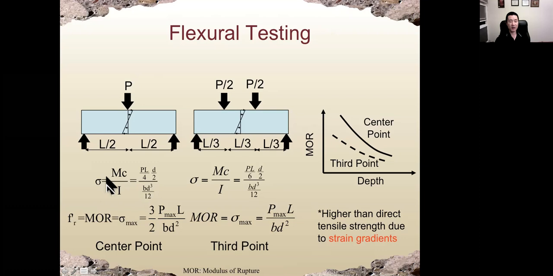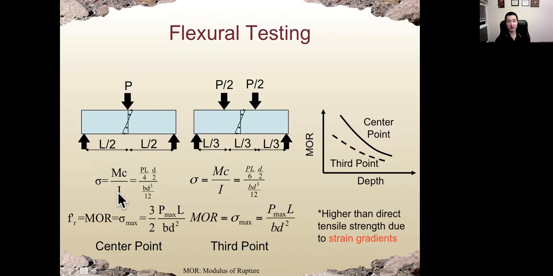The stress level can be calculated based on M, where M is the moment generated by the P. And C is the distance from the point of interest to the neutral axis, which is in the middle of the cross section here. And I is called the moment of inertia.